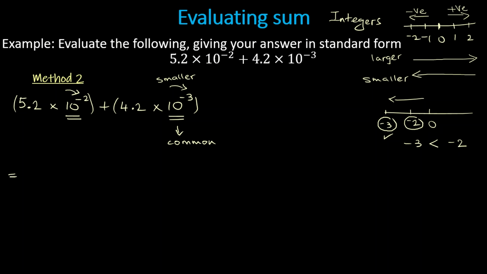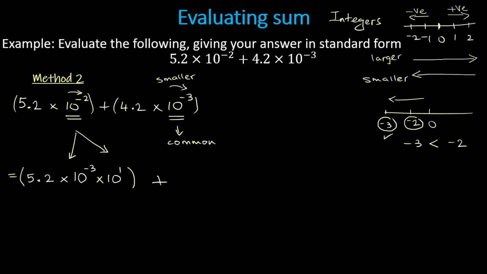Right? So before taking 10 power -3 as common factor, we have to write the question as simply 5.2 times, now this 10 power -2, we can write it as simply in terms of 10 power -3 as 10 power -3 times 10 power 1, because if you add these two powers, -3 plus 1, it's going to give you -2, right? So this is the little trick here.